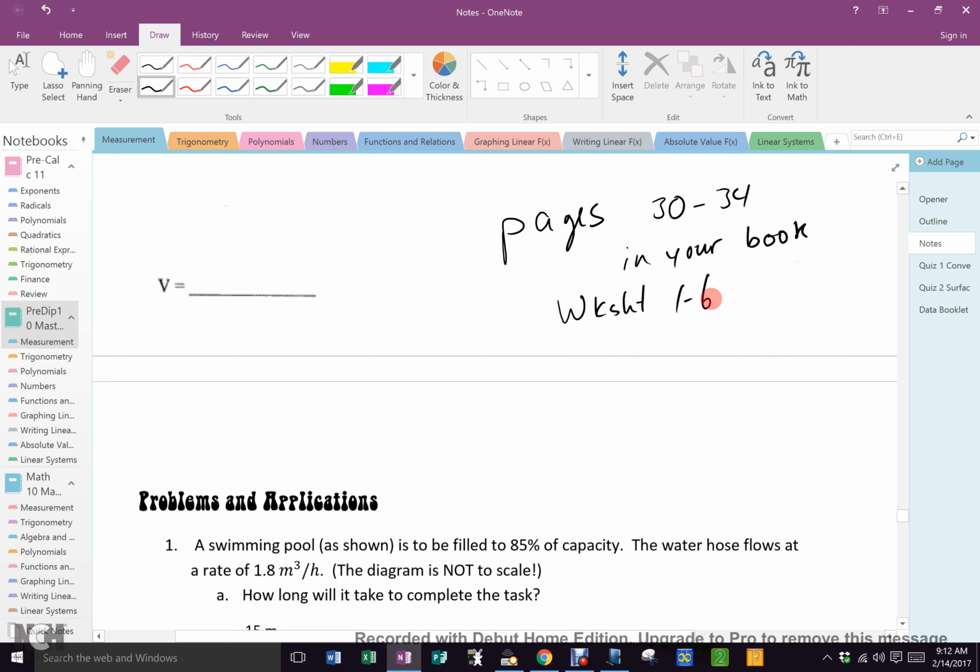Worksheet 1-6. Please notice, sometimes I ask for surface area, sometimes I ask for volume, sometimes I ask for both. Pardon me? Is 34 problems and applications? Then that's where you stop.